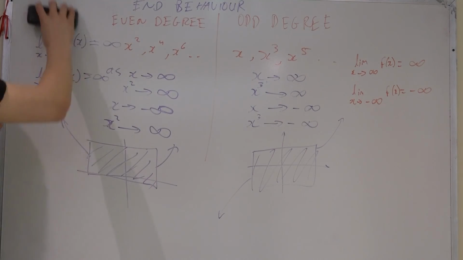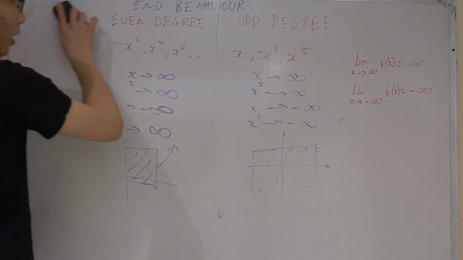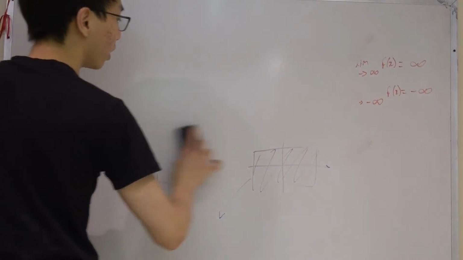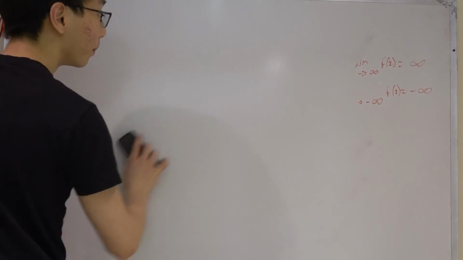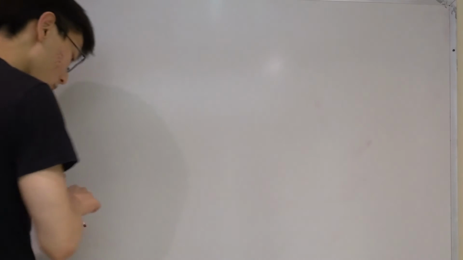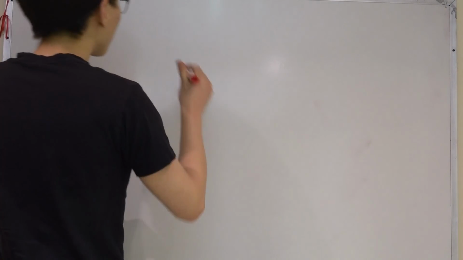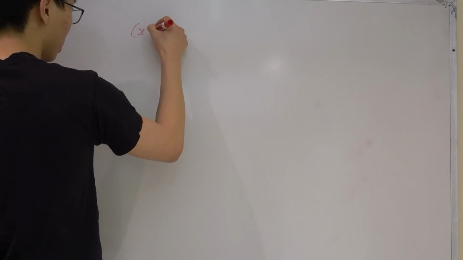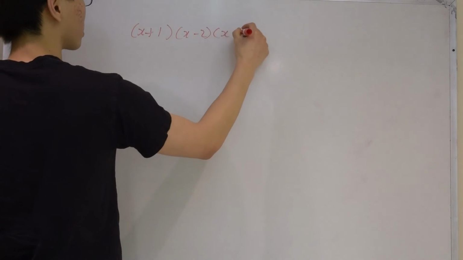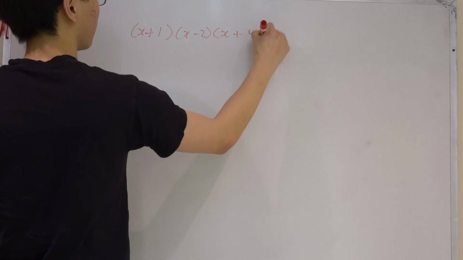So for example, let's just take a break from new terms and stuff and just see the application of what we have so far. Because let's say someone wanted you to graph the function, let's do x plus 1, x minus 2 times x plus 4. Okay?